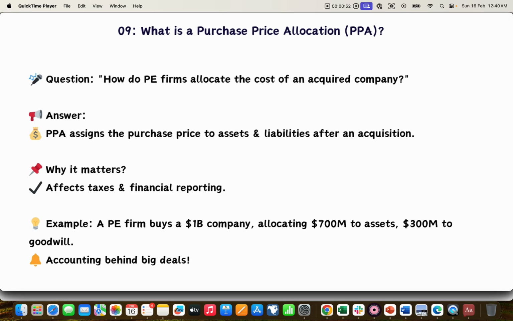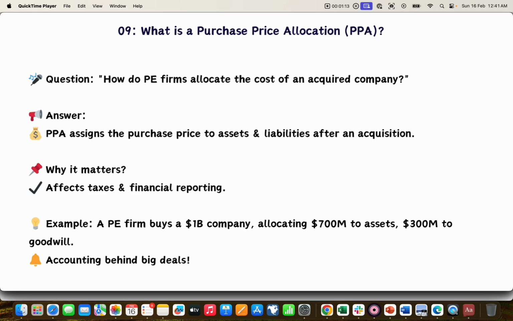So PPA assigns the purchase price to the assets and liabilities after the acquisition. Why does it matter? It affects the tax and financial reporting, and many more, as part of an audit. For example, a PE firm buys a 1 billion company, allocating 700 million to assets and 300 million to goodwill.